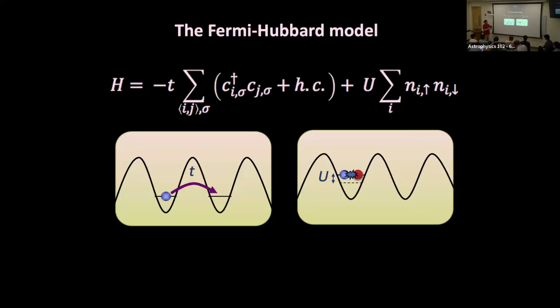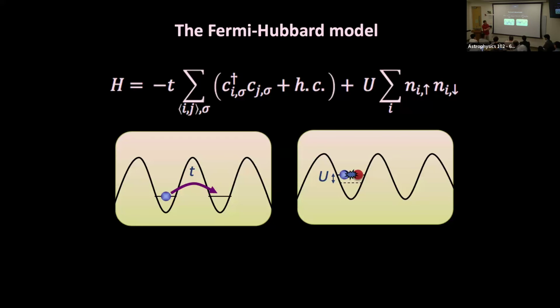And the things they can do is they can tunnel between neighboring sites. That's the first term of this Hamiltonian here. Or you can have them hop on the same site and interact. They're in the lowest band, so you can't have fermions of the same spin land on the same site because of Pauli blocking. But if you have opposite fermions landing on the same site, there's a strong on-site interaction. The interaction with these atoms tends to be very short-range. We model it typically as a delta function potential. And so that's why the interaction is only on the same site.